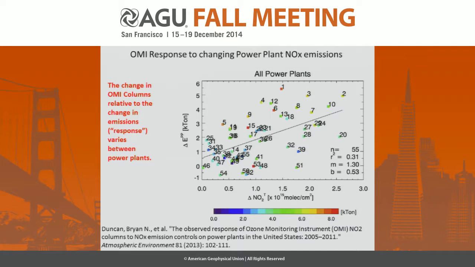And so what we want to do further with this work is look into whether we can do this for real cases now using OMI. So we looked at the continuous emissions monitoring sites.